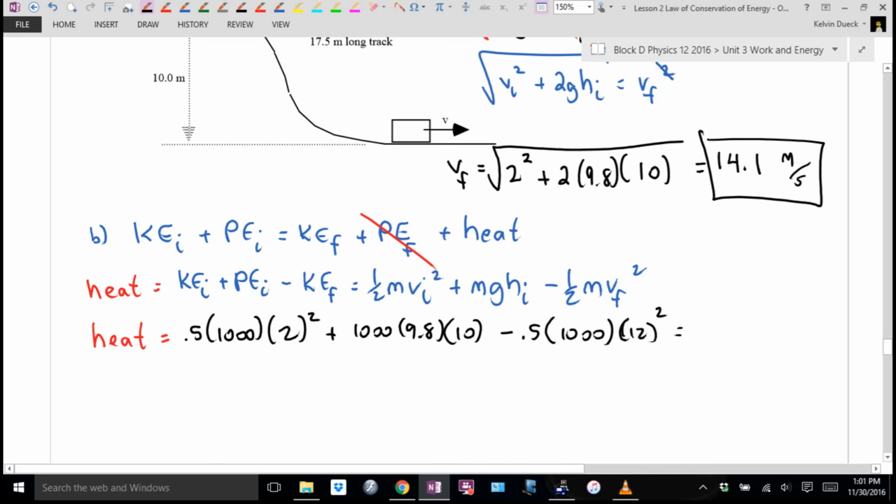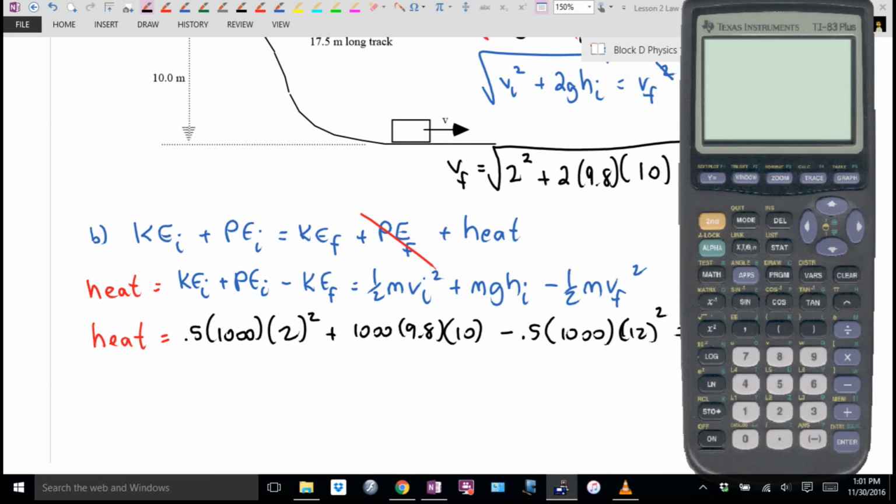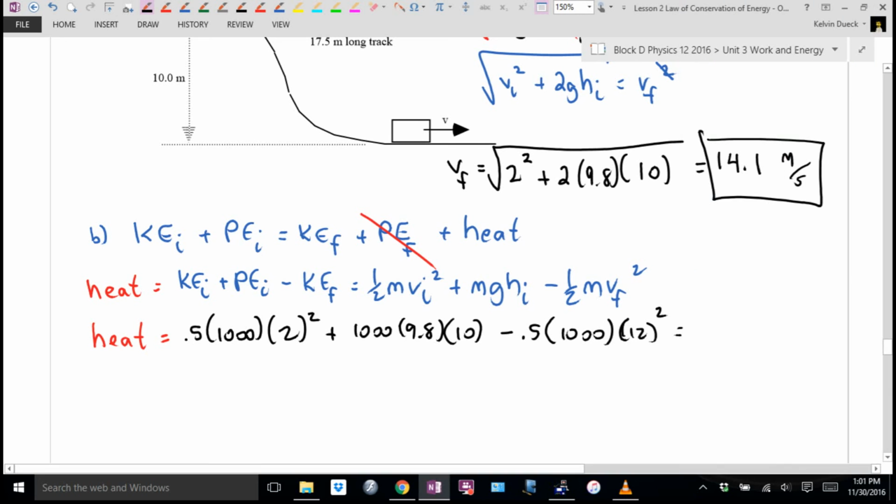Yes, I think. And I get 28,000 joules. Anybody else? Someone tried? I see some of you nodding and you haven't even touched your calculator.